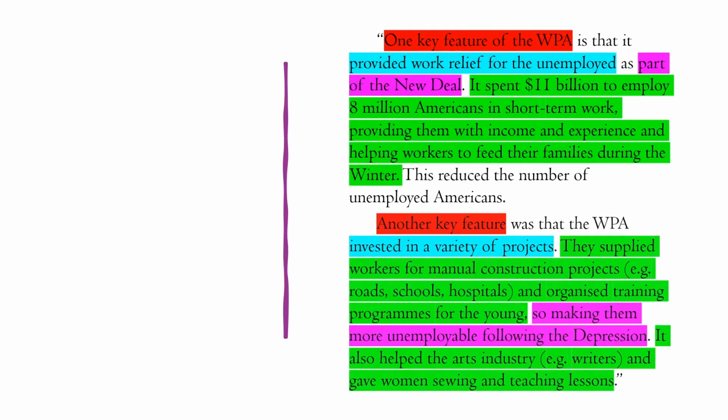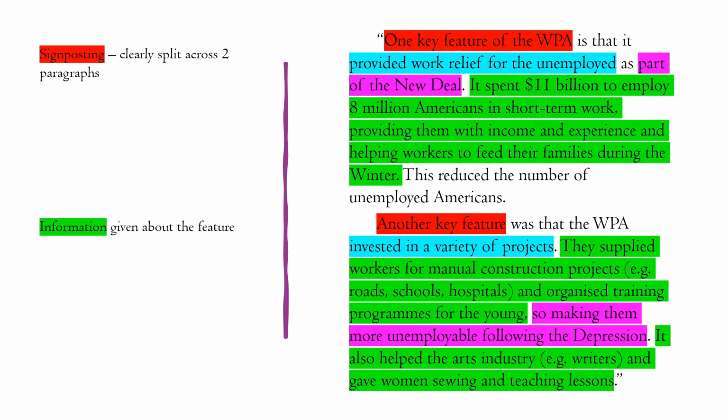So this is the answer I showed you just before on the 2 key features of the Works Progress Administration. So the red here is the signposting. One key feature, the WPA, another key feature, so it's clearly split across 2 paragraphs, and it shows that there's a difference between the first key feature and the second key feature, just so the examiner can see that there's 2 things to mark. The green is all the information given about the feature, very, very simply put, and it's not all linked together, but that's normal, that's fine.